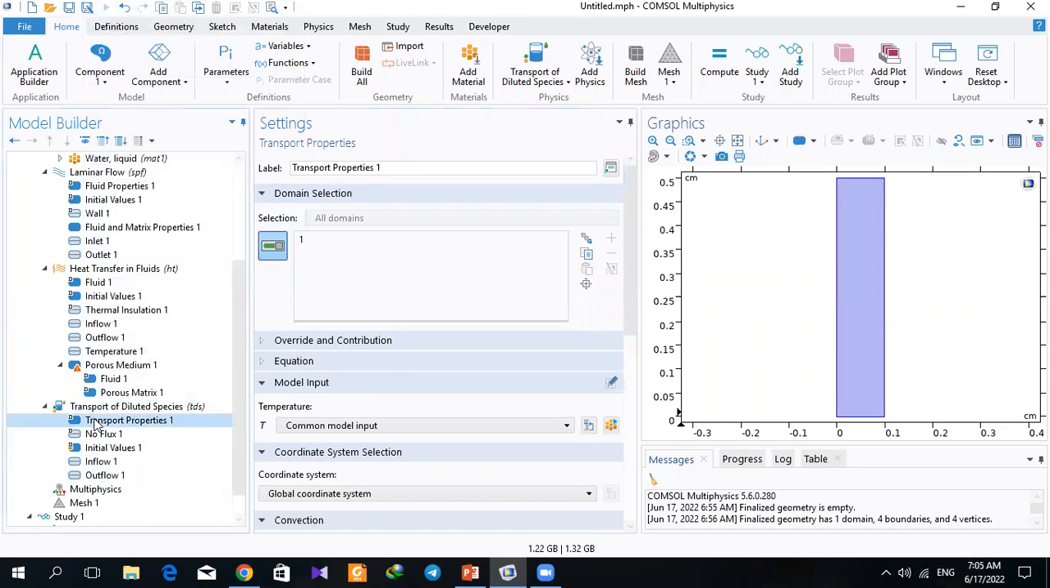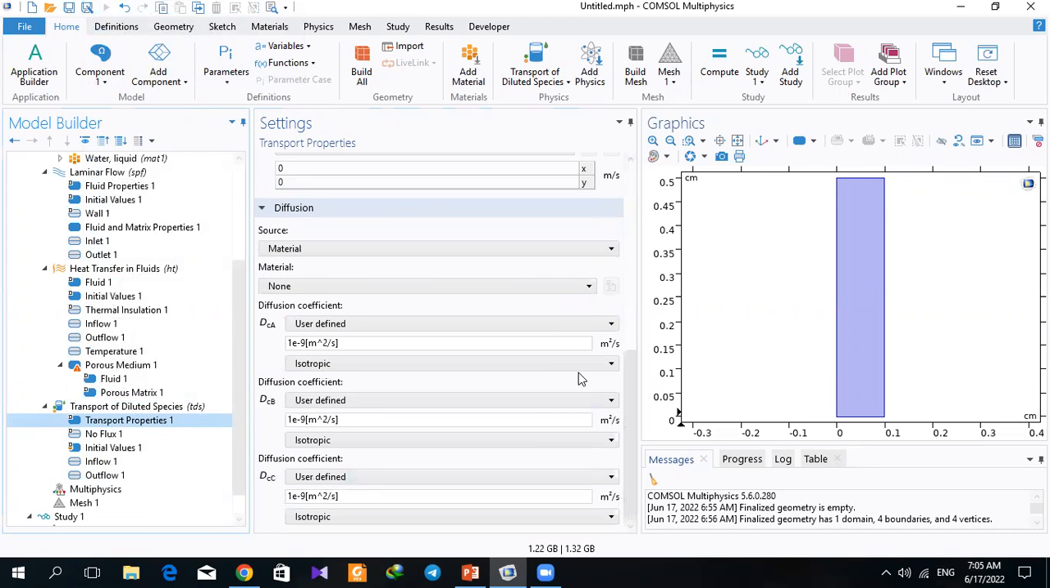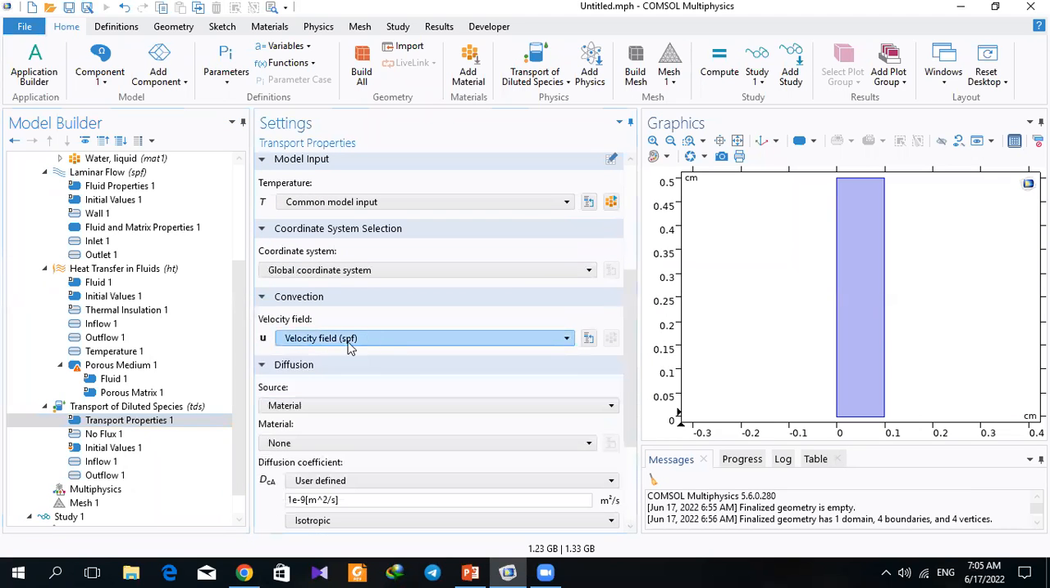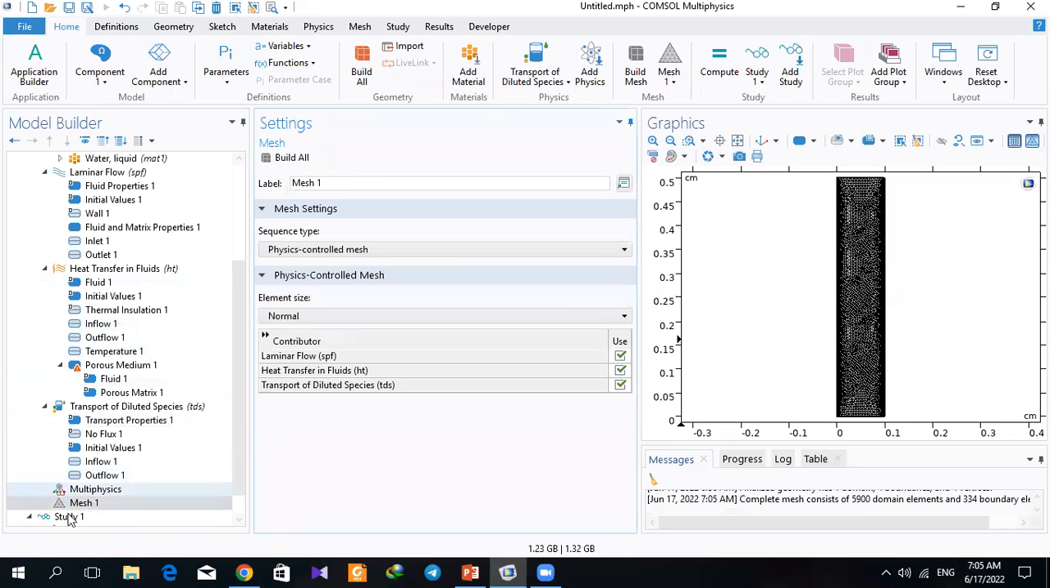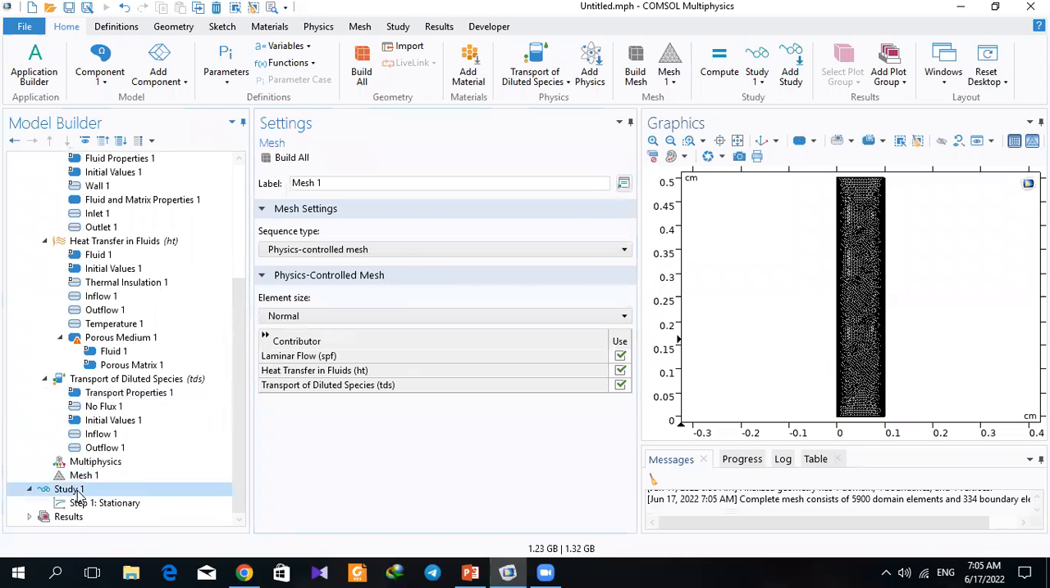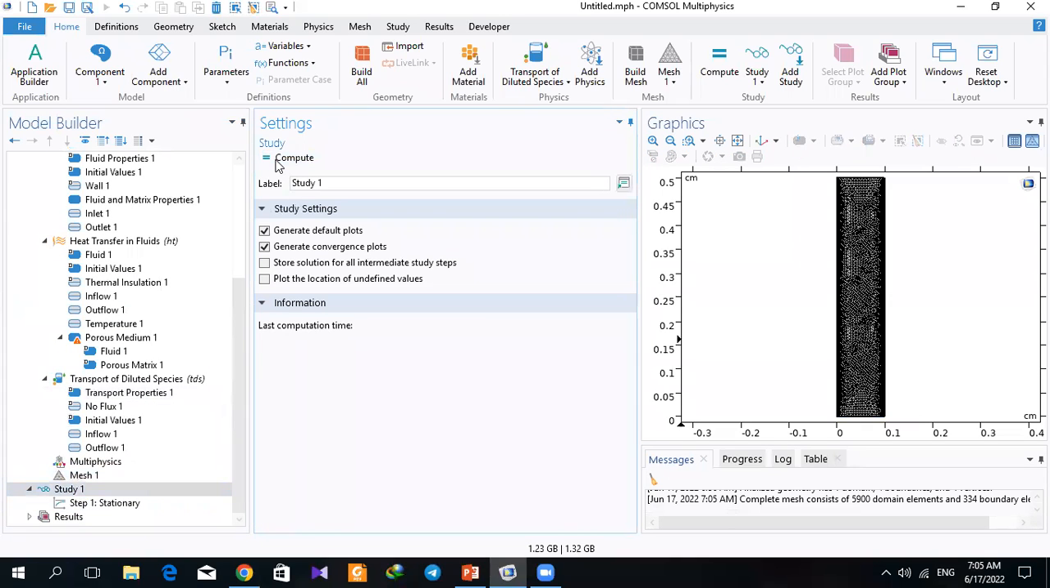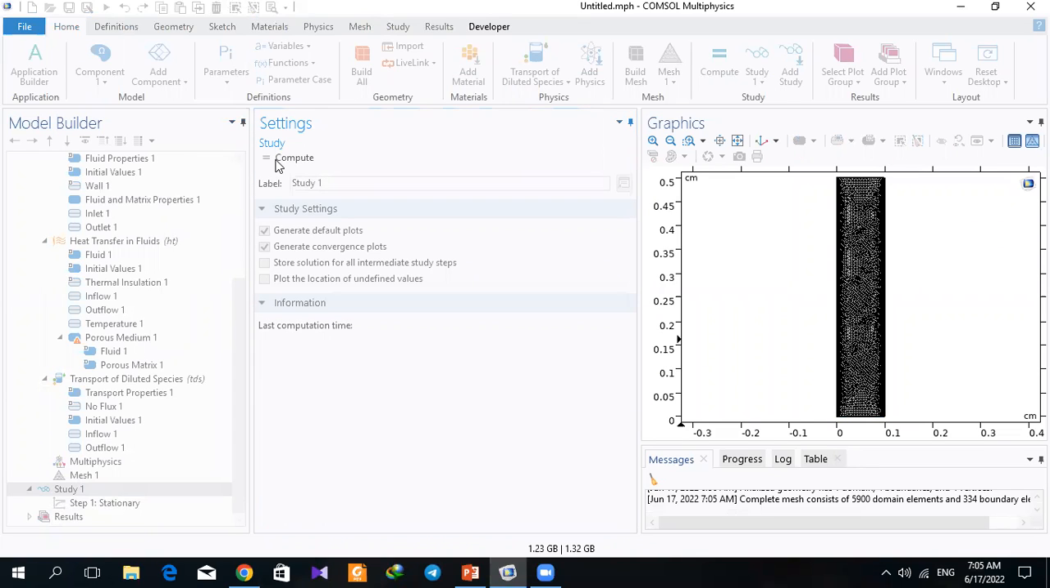For the case of transport properties, it's important to mention that when you are going to deal with heat transfer, when you are going to deal with mass transfer, you should couple your velocity with these equations. So you can define, for example, velocity, and it can be coupled with this module exactly. I mesh my system. And then you can solve it.